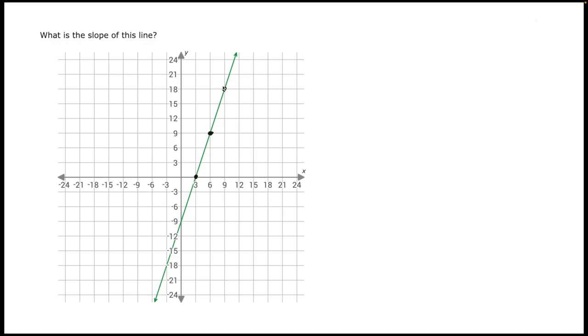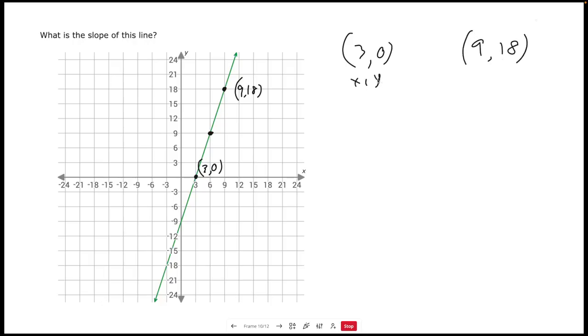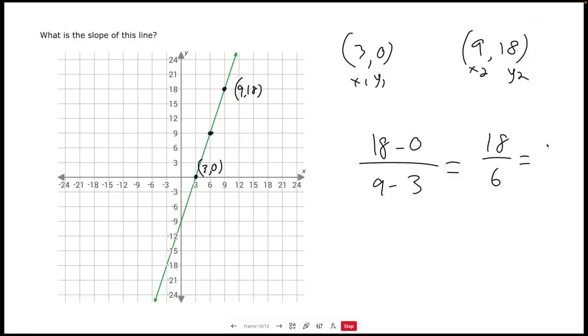And so I'm going to do, let's see, this is 3, 0 right here. And let's do this one, which is 9, 18. And now we just do our normal slope formula, 3, 0, 9, 18, x1, y1, x2, y2. We're going to do 18 minus 0 on the top over 9 minus 3 on the bottom. This gives us 18 over 6, or a slope of 3.